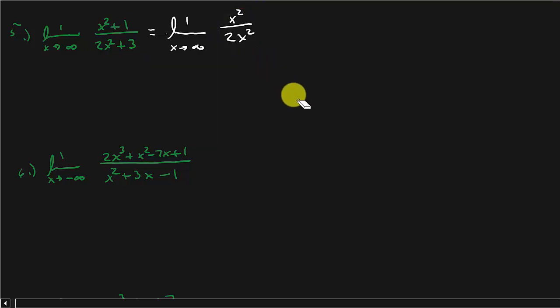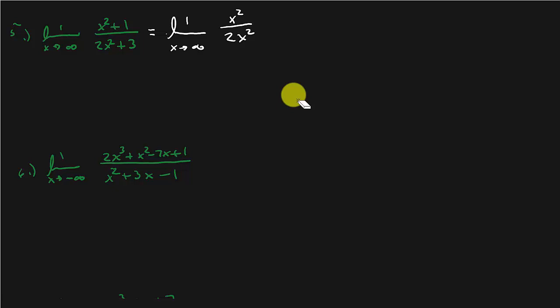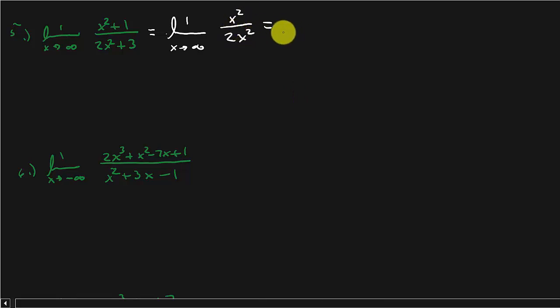Because when you're out there at infinity or negative infinity, you keep the largest exponent from the numerator and then nothing else matters. It's meaningless compared to that largest exponent. And then you keep the largest exponent from the denominator. Everything else is meaningless when you're out at infinity or negative infinity. And then, look what happens. See how the x squareds cancel? I get the limit of 1/2 as x goes to infinity.